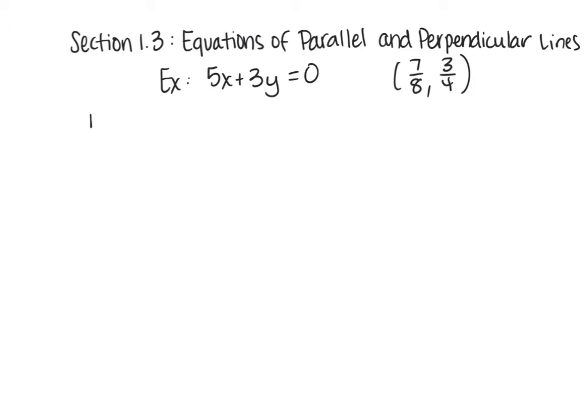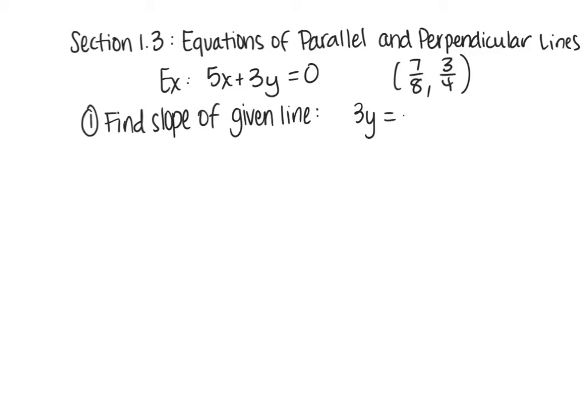So the first thing that we need to do is to find the slope of our given line. In order to do that, I recommend getting it into that y equals mx plus b form, because that will give you m, which represents the slope. So here I want to subtract 5x. So I have 3y equals negative 5x. I divide by 3. And so my equation is negative 5/3 x. That tells me that my slope is negative 5/3.